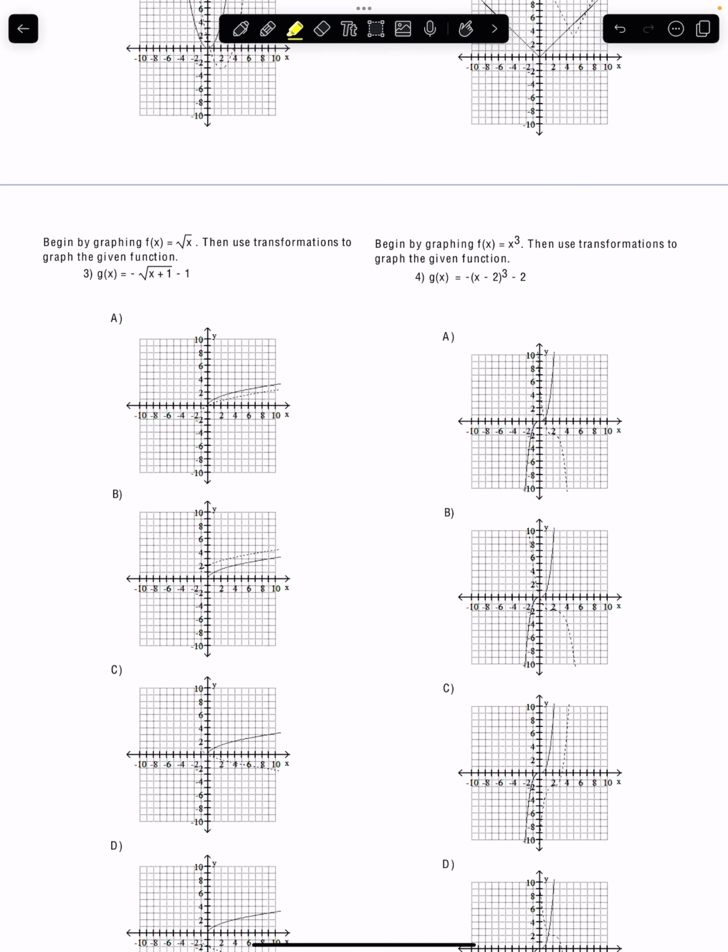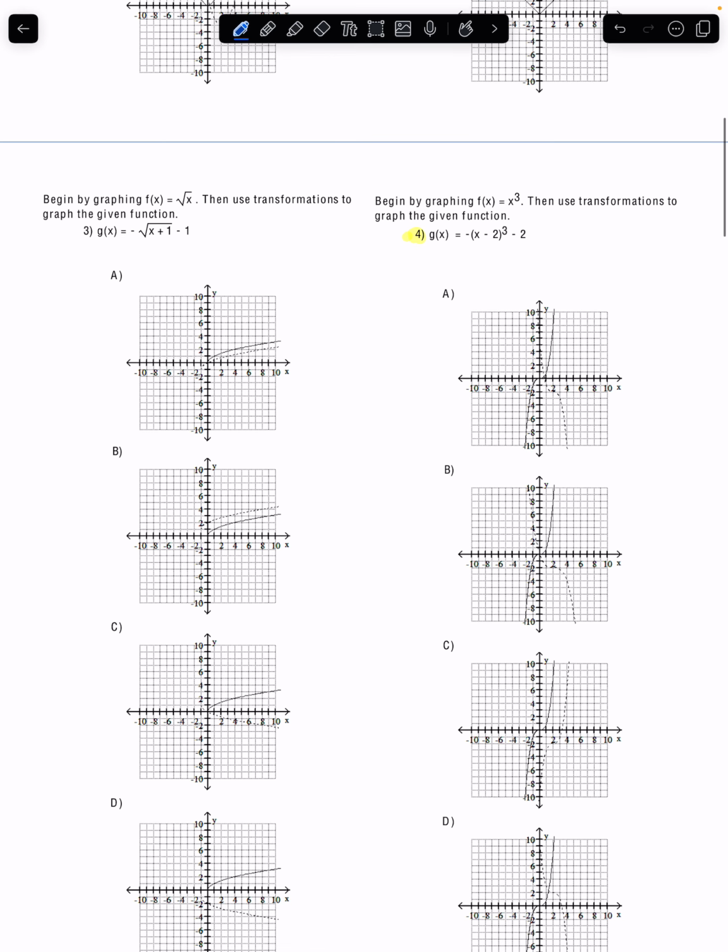Now for number 4, it says begin by graphing f of x equals x cubed, then use the transformations to graph the given function. Looking at this one, there's a little more going on here. For instance, it's all being multiplied by a negative, and since it's all being multiplied by a negative, it's going to reflect over the x-axis.